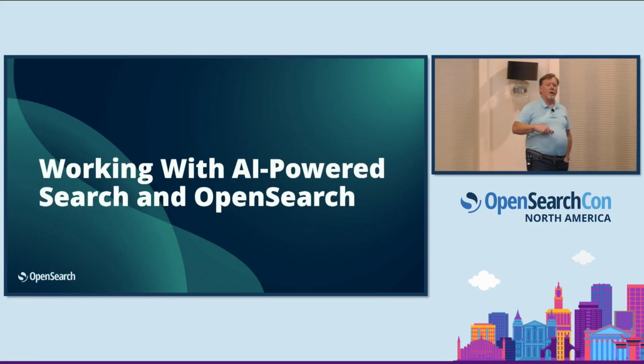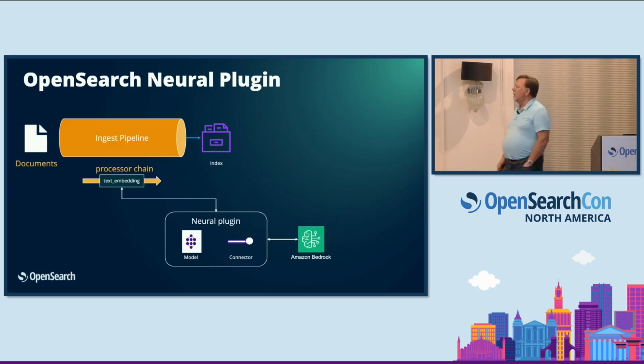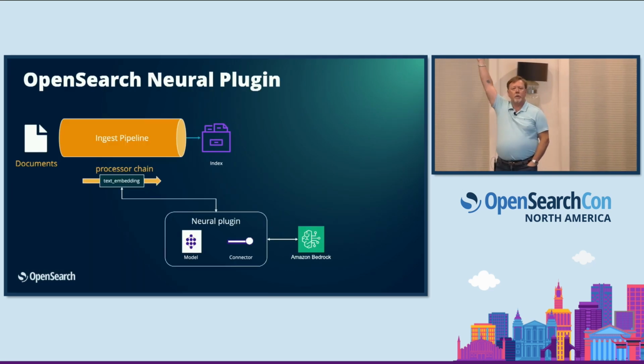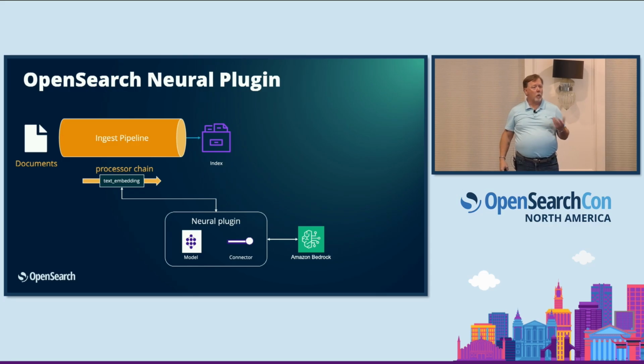So let's talk about something more concrete. How do I actually implement this stuff with OpenSearch? Who's familiar with the OpenSearch neural plugin? So most folks. Within OpenSearch, the neural plugin, through the ML Commons plugin, provides you the ability to connect to and work with external models and internal models to do the kind of AI-powered work that you want to do.